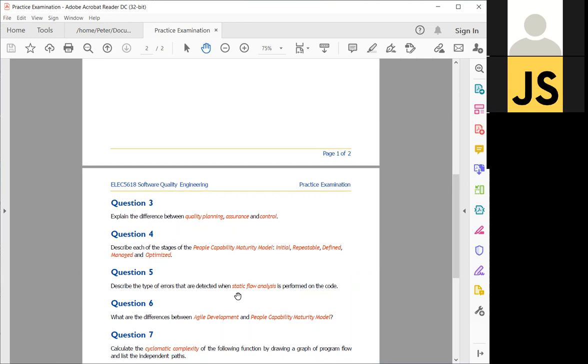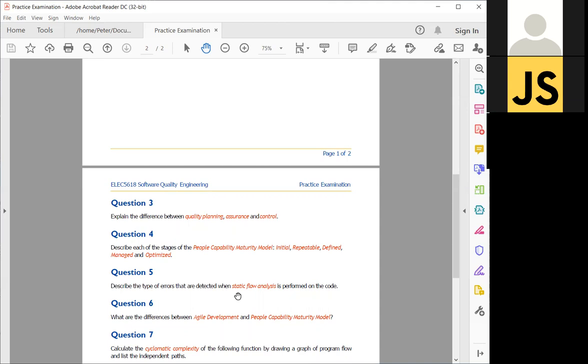And for question 5, if you've been asked to describe the type of errors that are detected when static flow analysis is performed on the code. For describing, you can easily provide information, usually based on how you feel it can be represented. You can choose to go into more detail, but at least provide information that is self-contained and adequately justifies the type of errors you have provided.